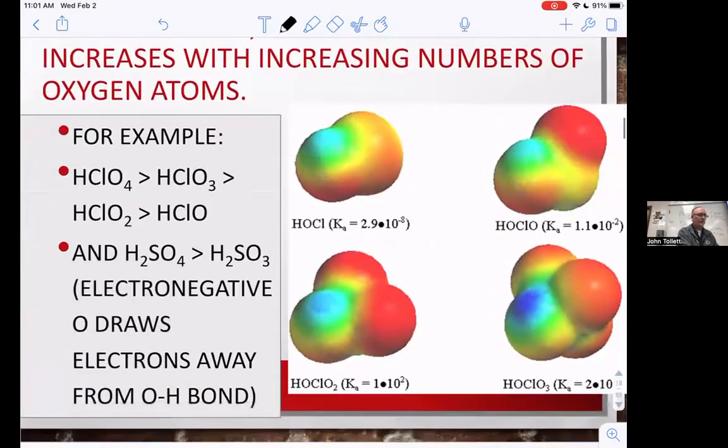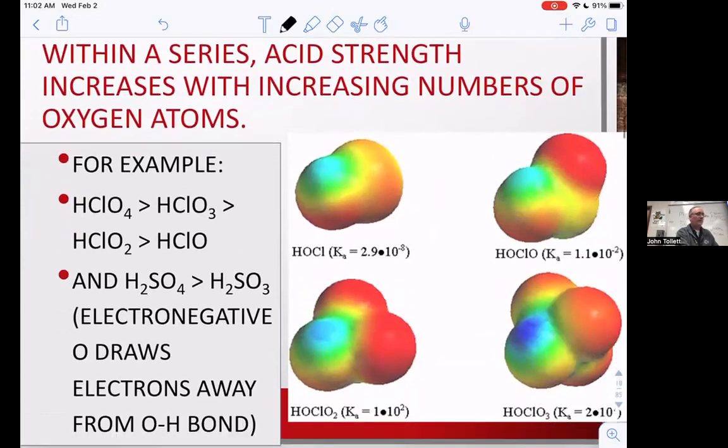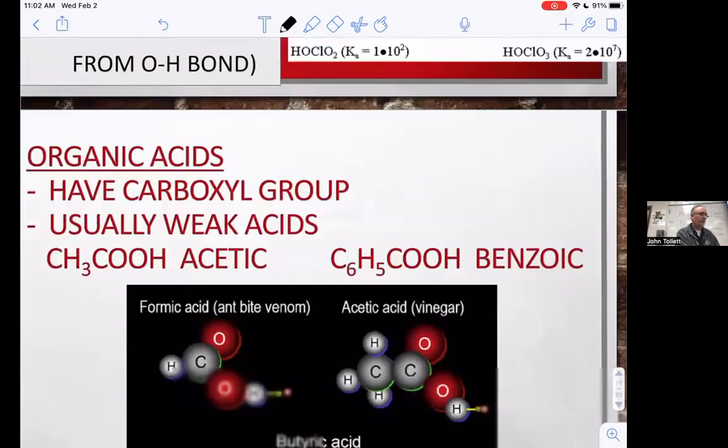Within a series, if you have the same ones, so like HClO4, you have the same counterpart to the oxygen, so HCl. If you had HClO4, it's going to be stronger than HClO3, which is going to be stronger than HClO2, which is of course stronger than hypochlorous acid. So the more oxygens, the more they pull those electrons out of that bond and make it more dissociative and actually stronger.